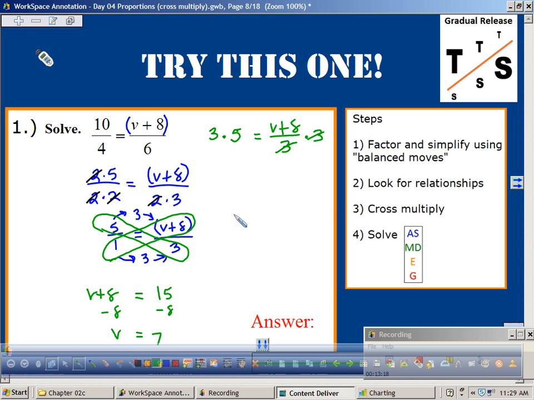Yes? This? Okay, so you see this right here? 5 over 1 equals b plus 8 over 3.